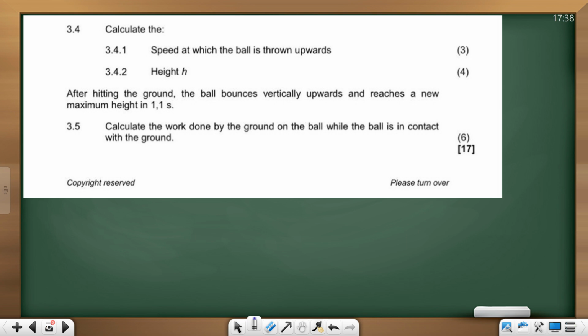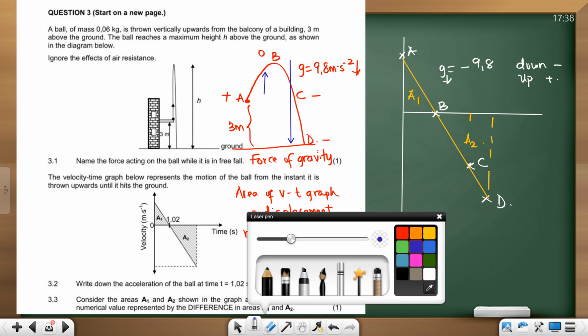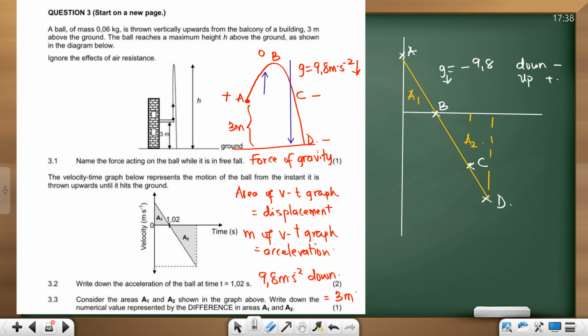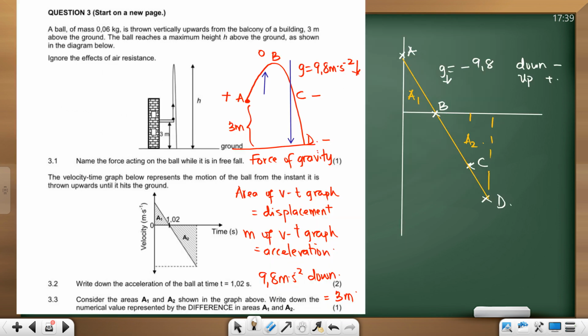Calculate the speed at which the ball is thrown upwards. What do you know? We can do this in two ways. We are looking for the initial velocity. Remember, we have chosen upward as positive. Let's write what we know first before we choose a formula. Vf equals 0. Vi is unknown. What do we know? g: we chose upward as positive, downward is negative. Is there something I'm missing? I see there's a missing variable.